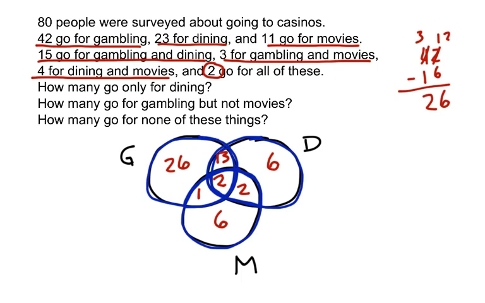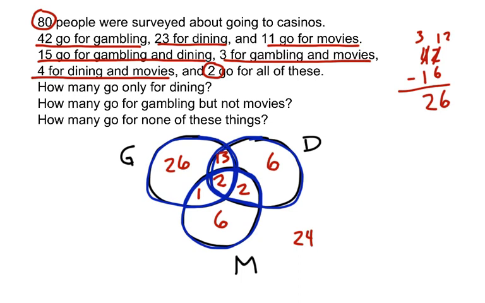I'm told that a total of 80 people were surveyed. So I need to add up everybody that I have so far. If I add up everybody that I have so far, that's 26 plus 13 plus 6 plus 1 plus 2 plus 2 plus 6. I've got a total of 56 people on the diagram so far. So that means that there must be 24 people that are outside the circles. Now I've got my diagram filled in, and I'm ready to answer those questions.